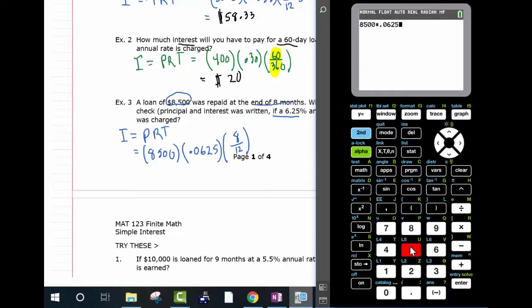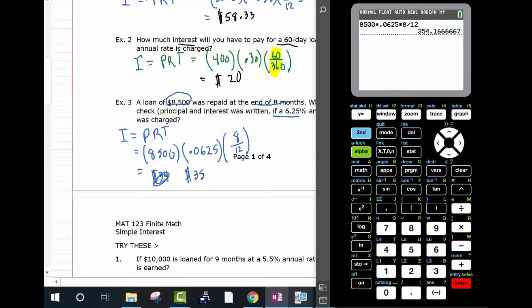Okay, your calculator actually will do okay on this if you leave off the parentheses. I just like students to be cautious about this, but if you do that, it'll work on the simple interest formula. So that gives you about $354.17 when we round it.